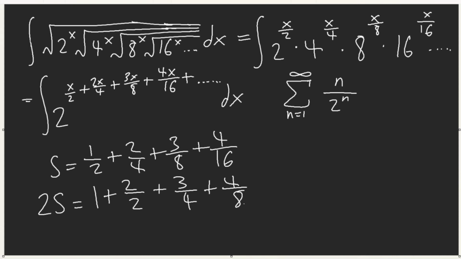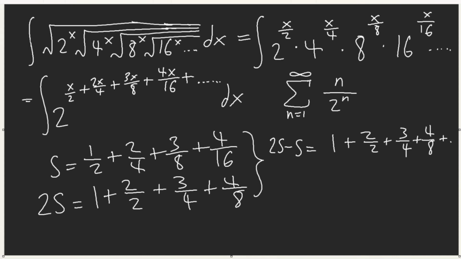So now let me lay it out like this. If I want to do 2s minus s, this is 2s, minus, and then s is here. And let me lay it out like this. Oh, what do you notice?